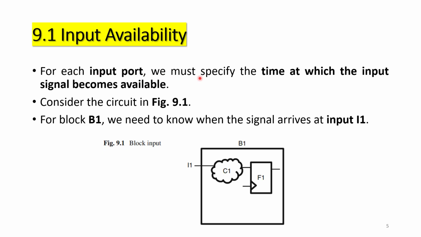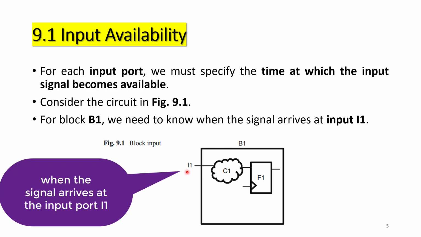Let's see about input availability. For each input port, we must specify the time at which the input signal becomes available. If you see this particular figure, we need to specify the amount of time it takes for the data to be available at this particular port, that is I1. Consider the figure shown. For block B1, we need to know when the signal arrives at input 1. As I told, we need to know when the signal arrives at this input I1.